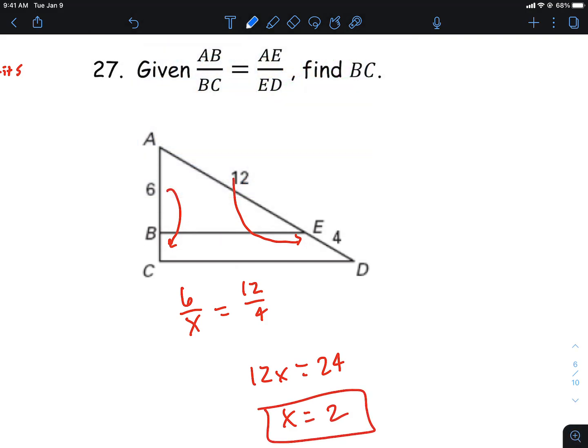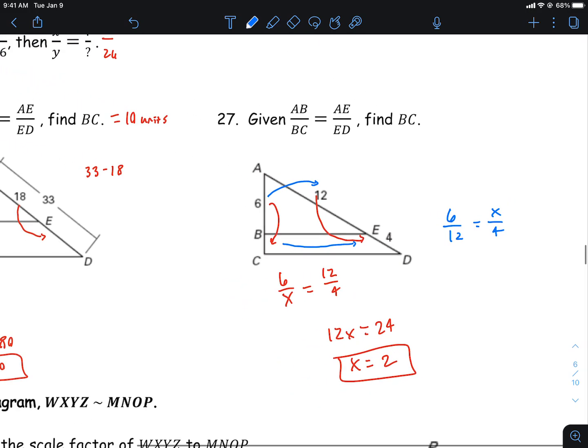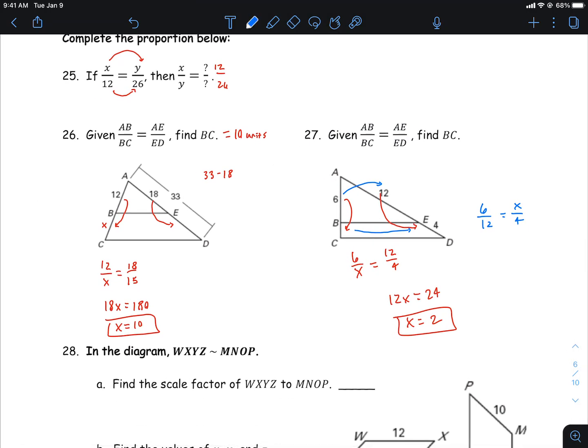Some of you are wondering, why can't you do 6 to 12? You can, but then you would have to change the other fraction and call it X to 4. But when you cross multiply, once again, the 12 and the X are still across from one another, and the 6 and the 4 are still across from one another. So there's multiple ways to set them up on these. And of course, you can have both fractions flipped as well.